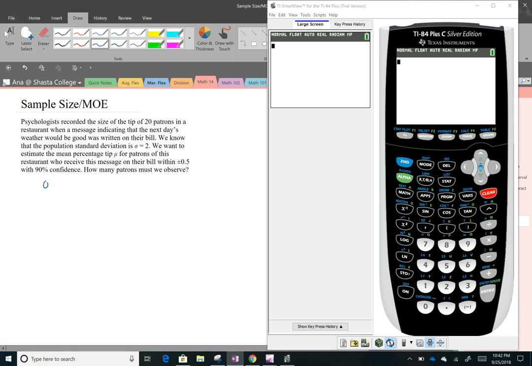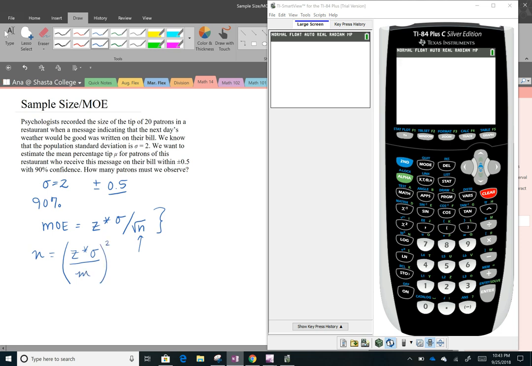We know that the population standard deviation is 2, and we want to estimate the mean percentage to plus or minus 0.5. That's what we want our margin of error to be within with 90% confidence. So our margin of error is equal to the Z critical value times the population standard deviation divided by the square root of my sample size. I can use algebra to manipulate this formula so that I can determine what my sample size needs to be. My sample size is going to be equal to my Z critical value times the population standard deviation divided by whatever the margin of error restriction is, squared.